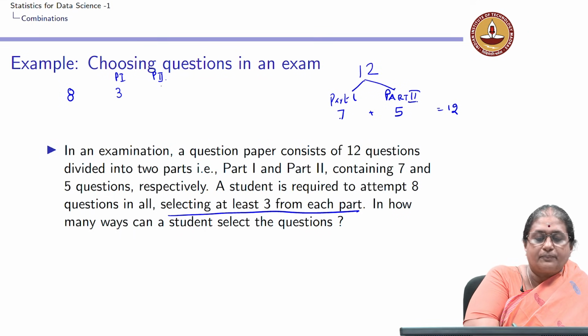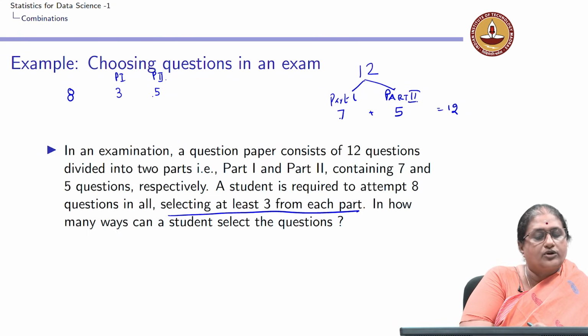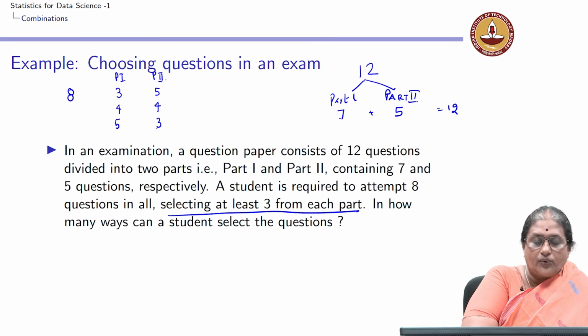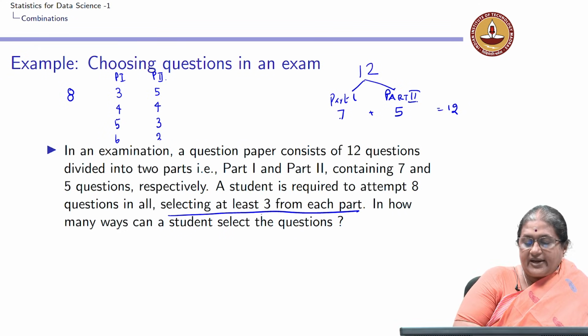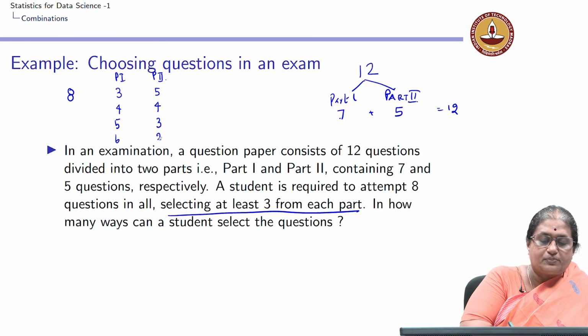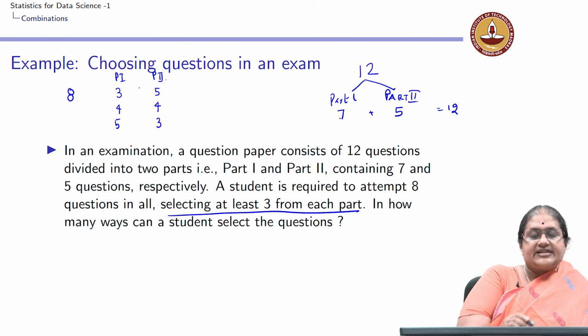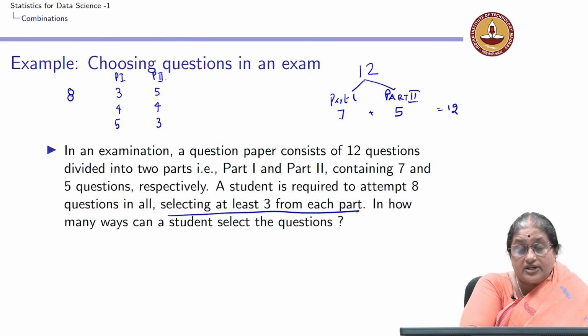If I choose 3 from part 1, I have to choose 5 from part 2. If I choose 4 from part 1, I have to choose 4 from part 2. If I choose 5 from part 1, I have to choose 3 from part 2. I cannot choose 6 and 2 because this would violate the at least 3 from each part condition. So, these are the possible ways I can choose these 8 questions, assuming that the student is choosing exactly 8 questions out of the 12 questions.